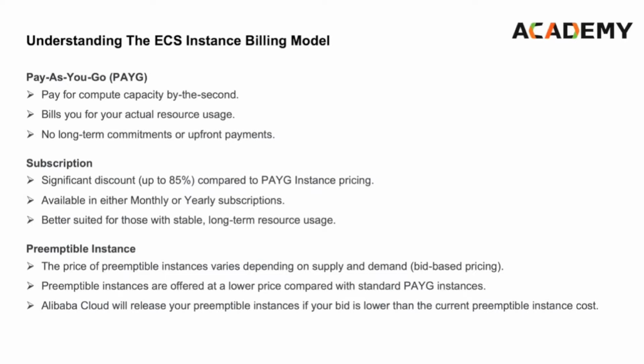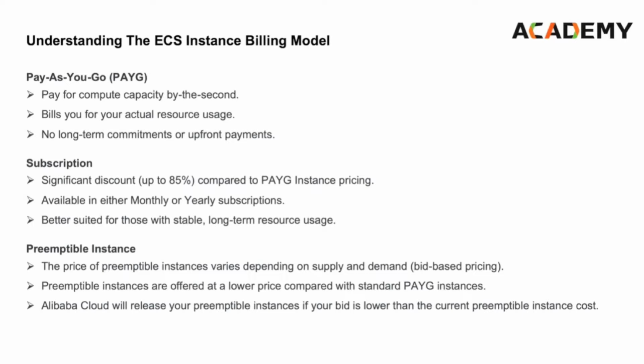And when it comes to the subscription, we need to pay for a particular week or a month or even a year. It has some 85% discount when compared with the pay-G pricing. But still, if you are using the ECS instances 24/7 for months or for a year, this is much needed. It is available in monthly or yearly subscription. It is suited for those with stable or long-term resource usage.